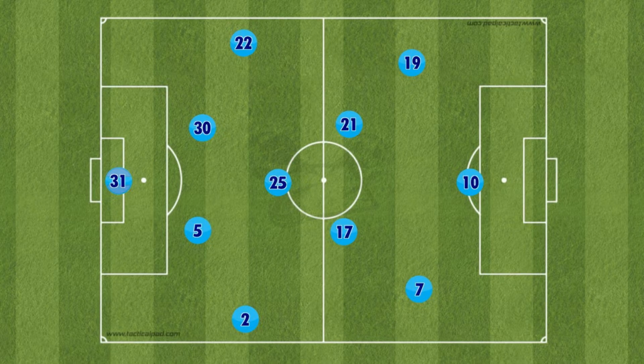Here we see a true representation of the lines using Manchester City as the example in their 4-3-3. We have a bank of 4 in the back, the 3 midfielders here, and the 3 offensive players.